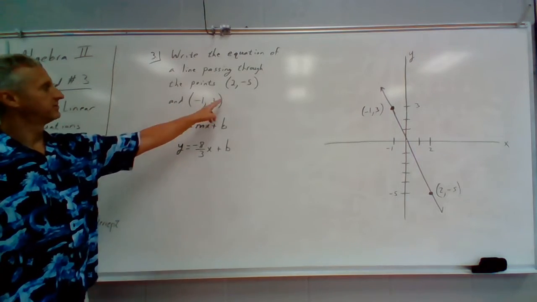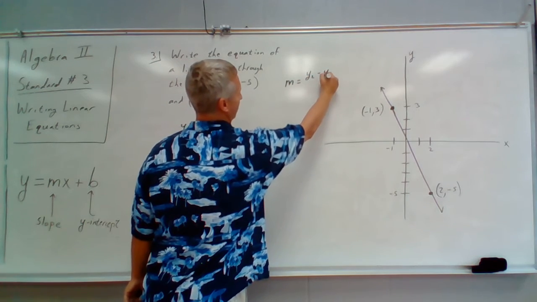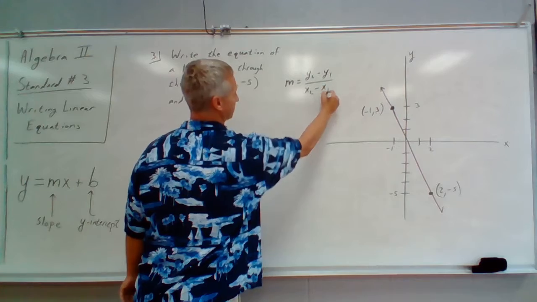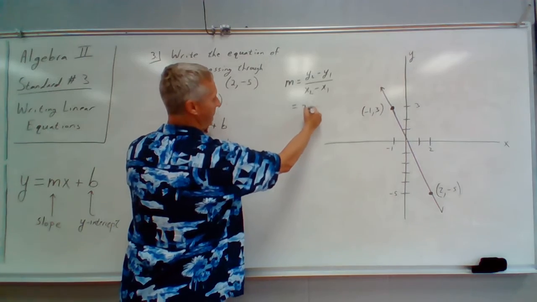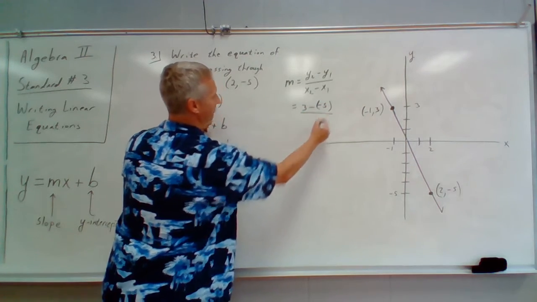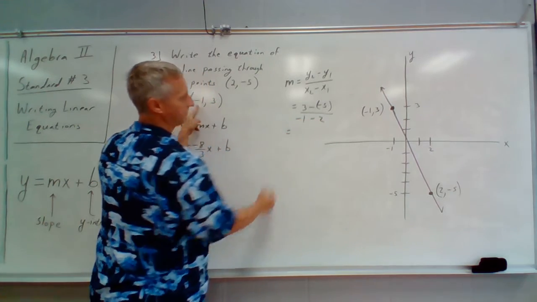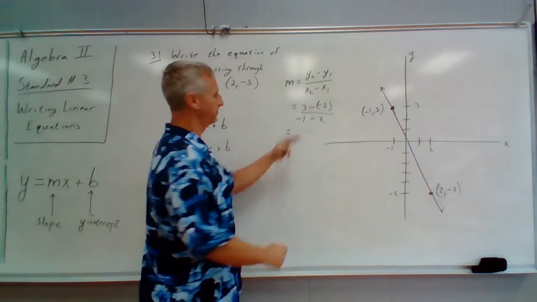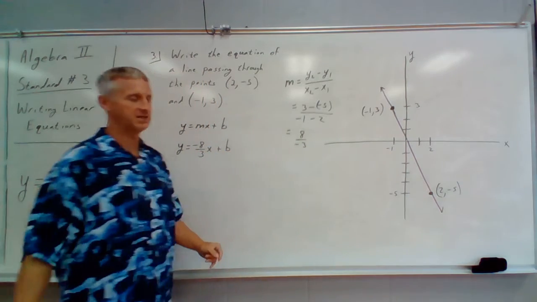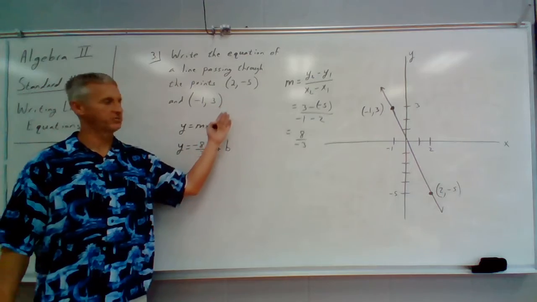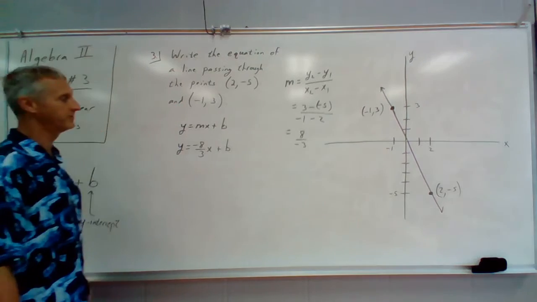Let's check that algebraically. So let's find the slope using the 2 points. So slope equals y2 minus y1 over x2 minus x1. y2 minus y1, that would be 3 minus negative 5 over x2 minus x1, that's negative 1 minus 2. 3 minus negative 5, that's 3 plus 5, that's 8. Negative 1 minus 2 is negative 3, and we get negative 8/3. So you can figure this out algebraically using the formula, or you can graph it and just count how far you go down, how far you go right.